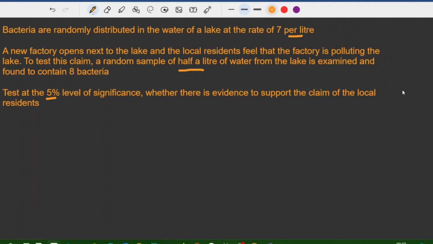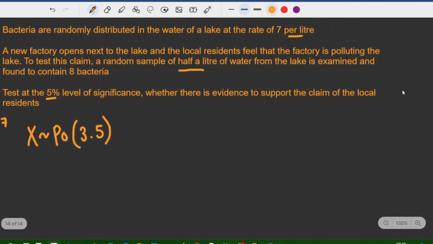Okay, so firstly what we want to do is model it as a Poisson distribution. So the rate for 7 bacteria per litre is 7. But you want to find the rate for half a litre. And assuming this is constant, which is something we assume in a Poisson distribution, we can say that the rate for half a litre is 3.5. And so our null hypothesis is where lambda equals 3.5, and our alternative hypothesis is where lambda is greater than 3.5.